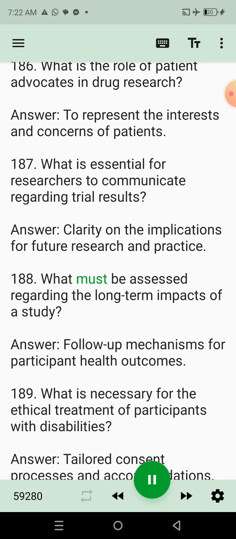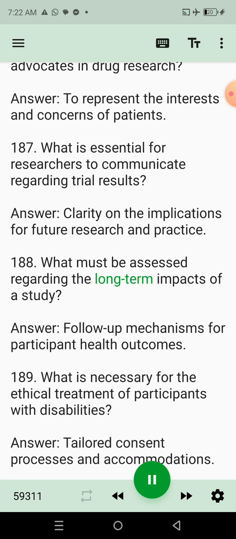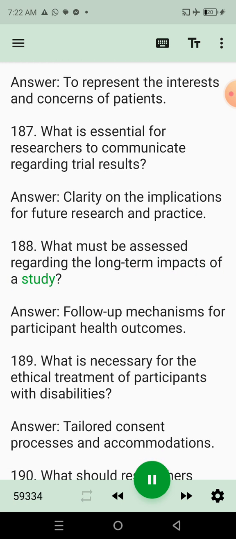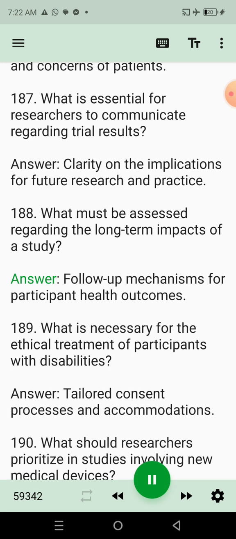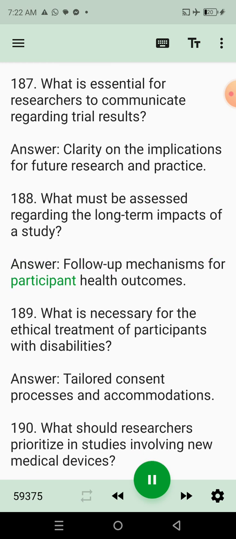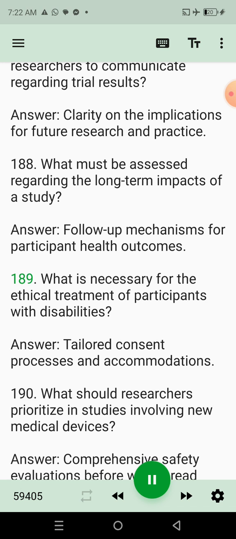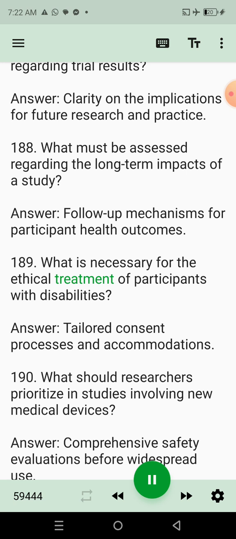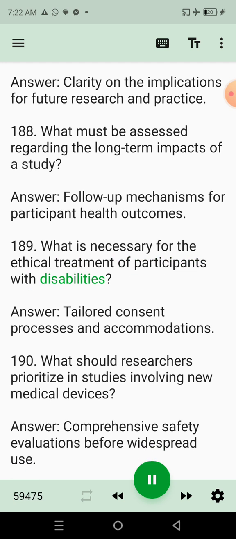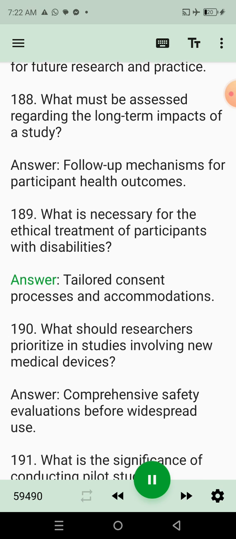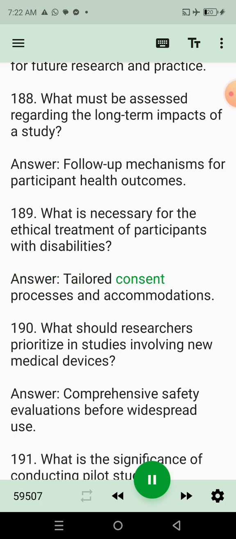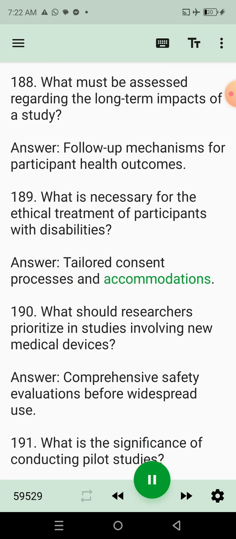188. What must be assessed regarding the long-term impacts of a study? Answer: follow-up mechanisms for participant health outcomes. 189. What is necessary for the ethical treatment of participants with disabilities? Answer: tailored consent processes and accommodations.